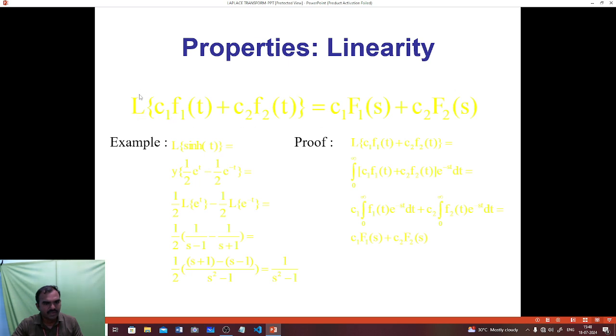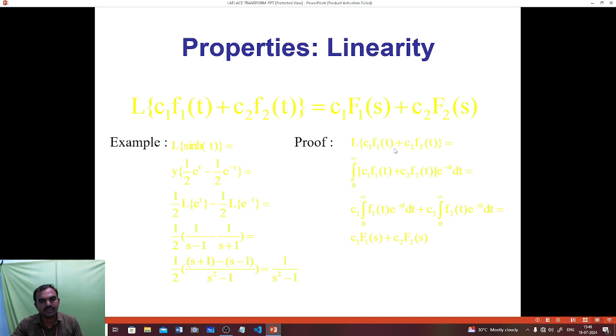First we apply L to each term: L of c1 f1 of t and L of c2 f2 of t. That is our linearity property: c1 times L of f1 of t, which is nothing but F1 of s, plus c2, a constant, times L of f2 of t, which is nothing but F2 of s. The proof is given here.